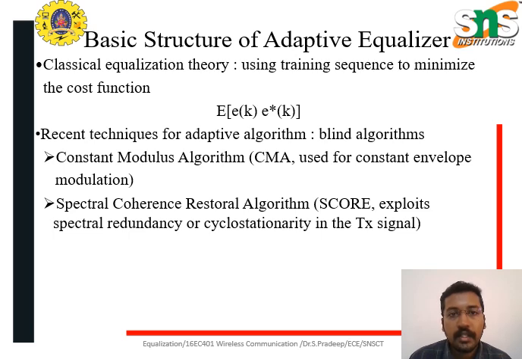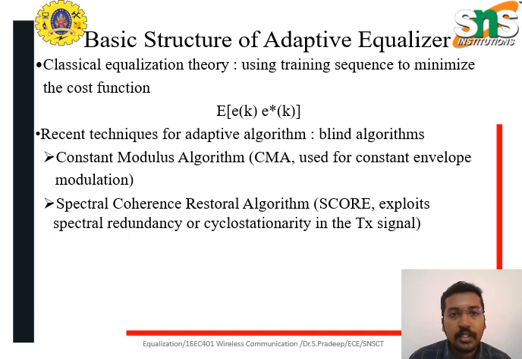So in transversal filter, tapped delay line is used. The core of the equalizer is a tapped delay line where each tap represents a delay of the received signal. Each tap is associated with a weight which determines how much the delayed signal contributes to equalizer's output.